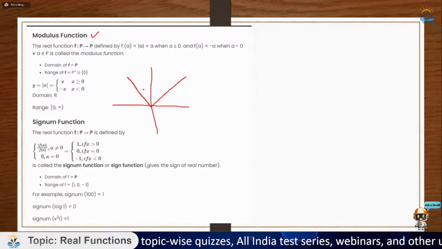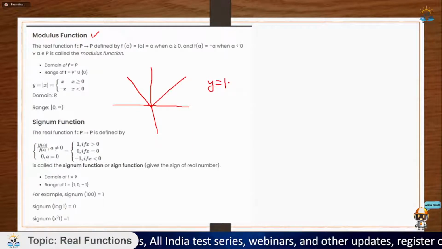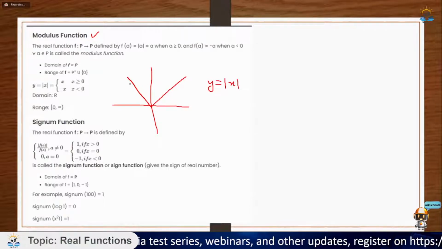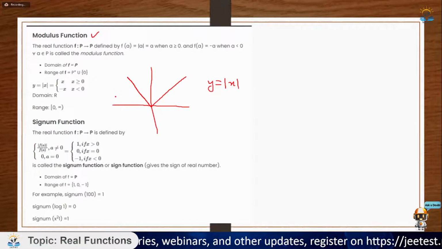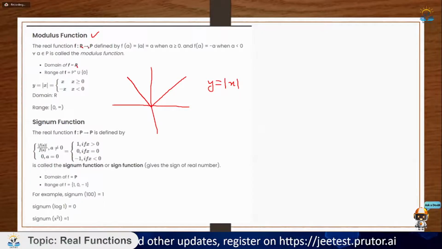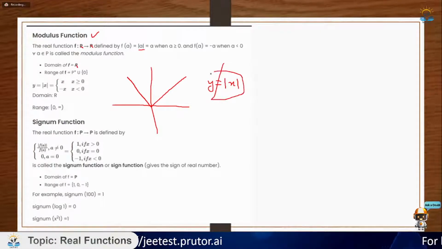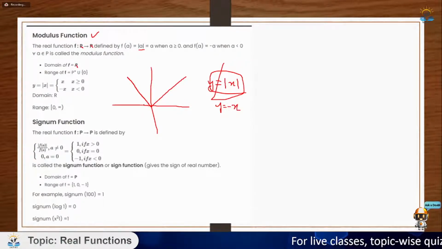The modulus function is something like this, where y equal to mod x. Its domain is the whole real line, R only, and it is represented by mod x. We know that y equal to mod x would be x if x is greater than 0. Whenever x is negative, your answer would be y equal to minus x. Why? Because you don't want to go to the negative side. So if x is negative, then y would be minus x, and if x is positive, then y is equal to x only.